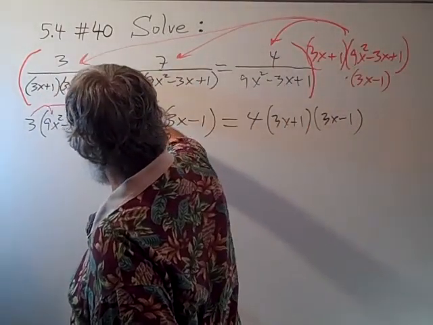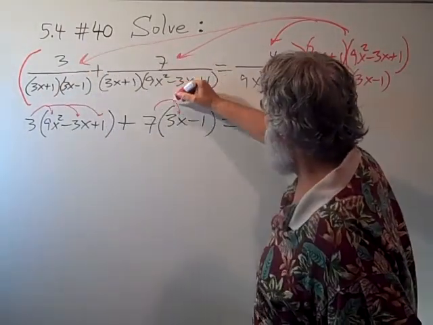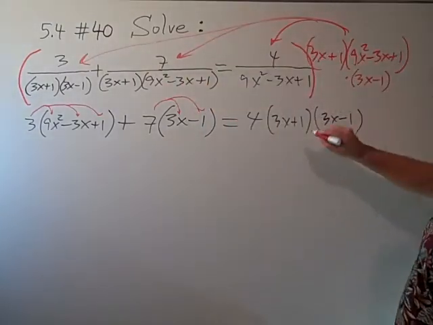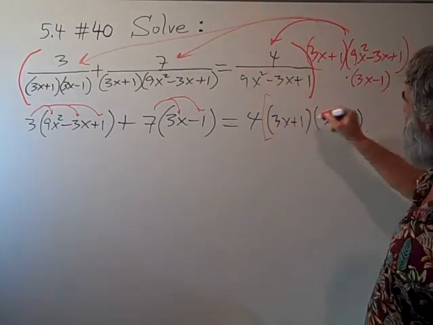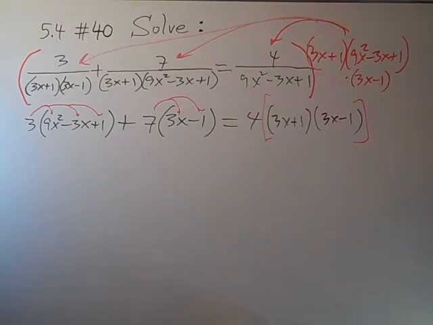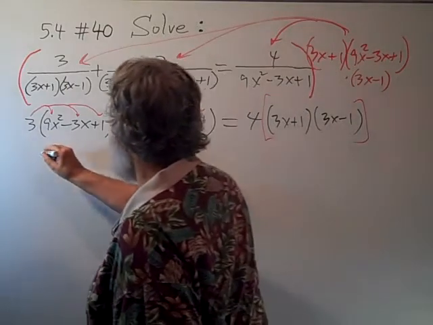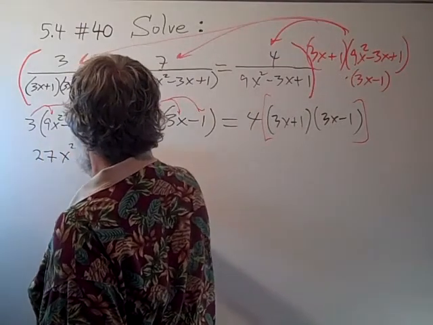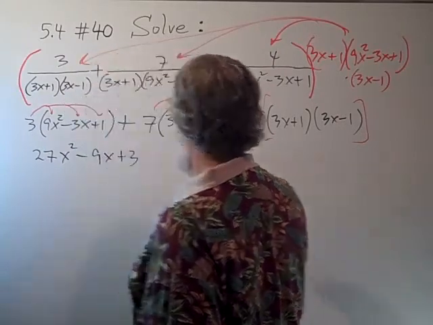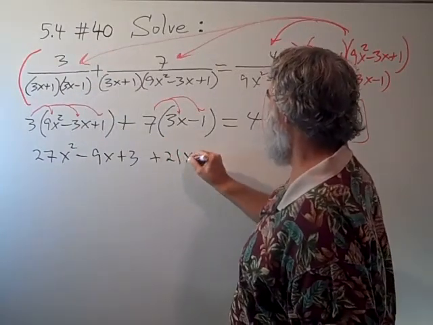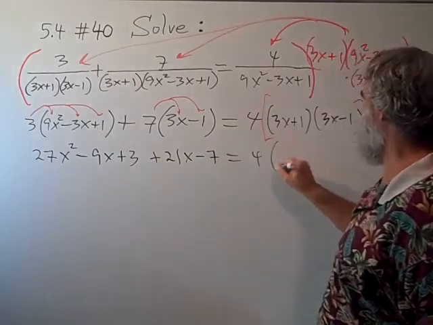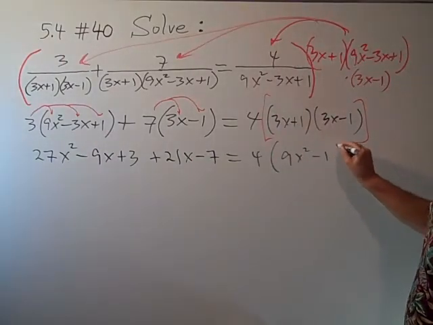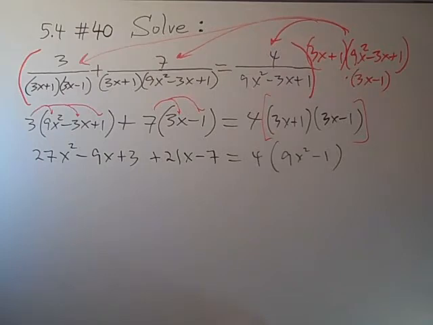We'll have to distribute this 3 through the parentheses here, this 7 through the parentheses here, and let's FOIL out these first. Well, actually, it's a plus b times a minus b, which is a squared minus b squared again. So, okay, over here we have 27x squared minus 9x plus 3 plus 21x minus 7 equals 4 times 9x squared minus 1, using the difference of squares factorization.